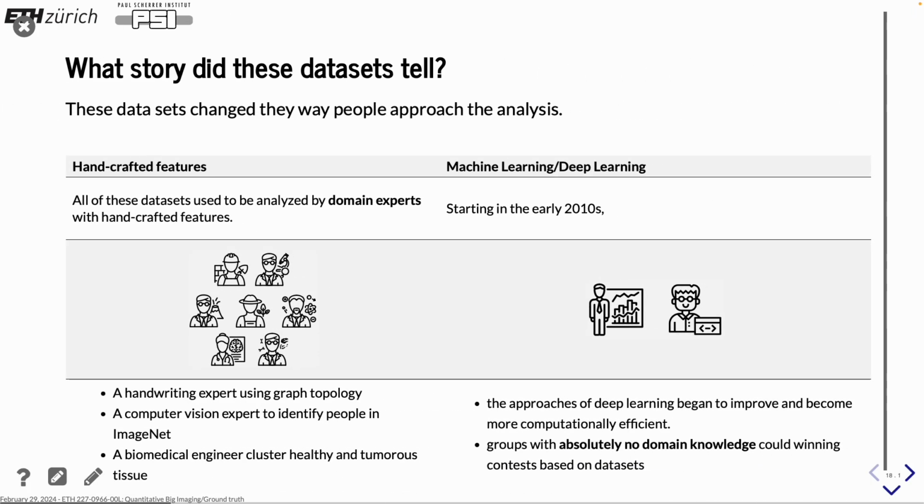And we have different approaches to how to work with the data. In the beginning, in image analysis, you really needed experts to tell you this is something special, and you needed their feedback. And then you need a lot of domain experts. For example, you need a handwriting expert for graphology, computer vision experts to see the images in ImageNet, a biomedical engineer for seeing tumors in tissue, and so on.